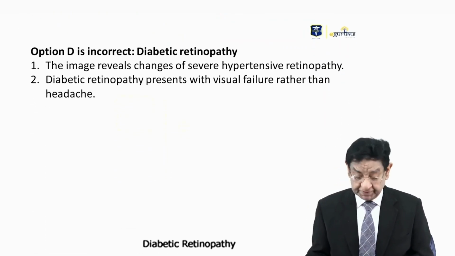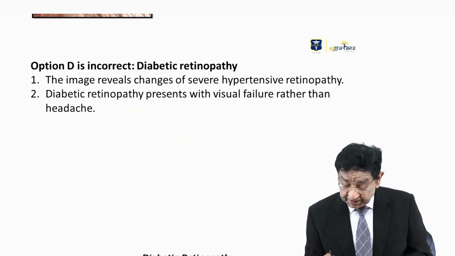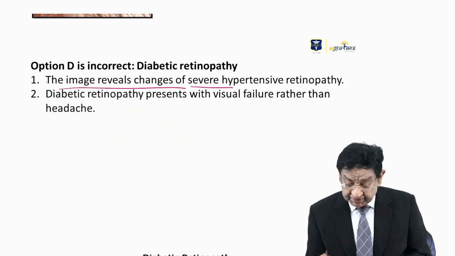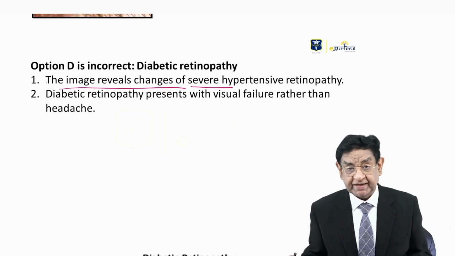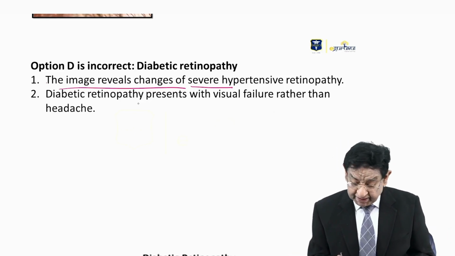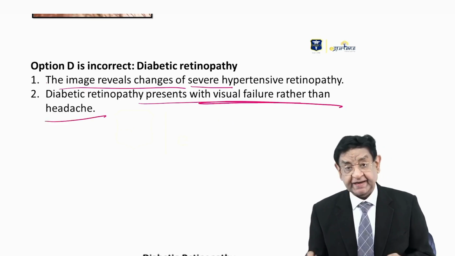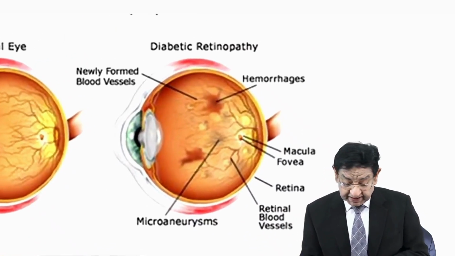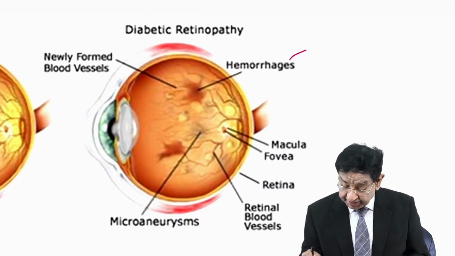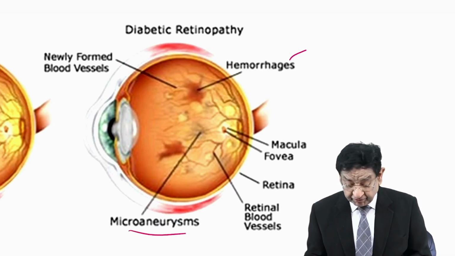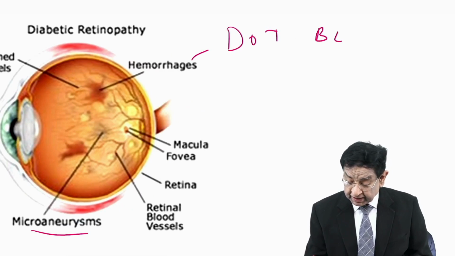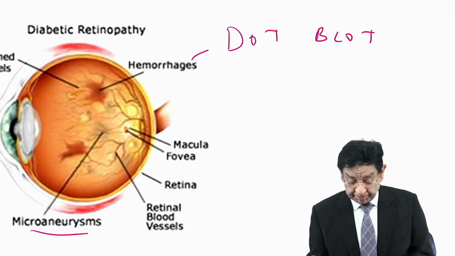Let's look into other options. Diabetic retinopathy. This can also lead to severe visual loss. Okay, now this picture reveals changes of hypertensive retinopathy, what we have been given in the picture. Diabetic retinopathy presents with visual failure rather than headache. Okay, so what we typically get in this: there may be hemorrhage, there can be microaneurysm formation, so-called dot and blot. Dot and blot are the earliest feature to appear in diabetic retinopathy.